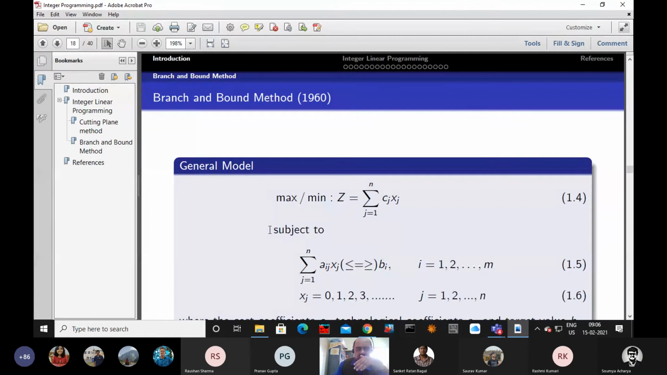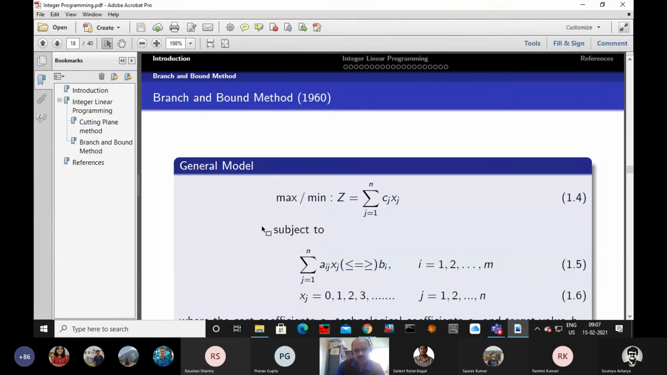So the next method is the branch and bound method. How to branch and how to put some bound? The name itself is meaningful: branch and bound. How to branch? Here we may use any algorithm, or you may use the graphical method also sometimes to demonstrate.